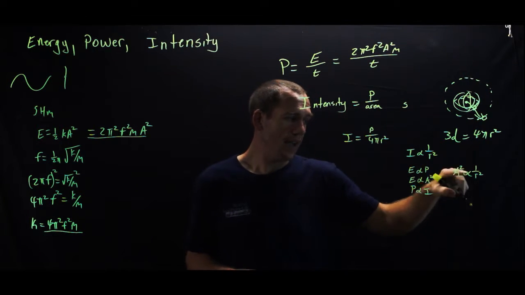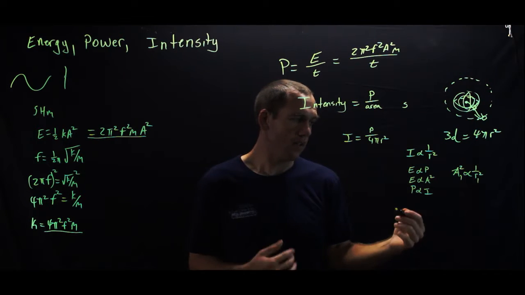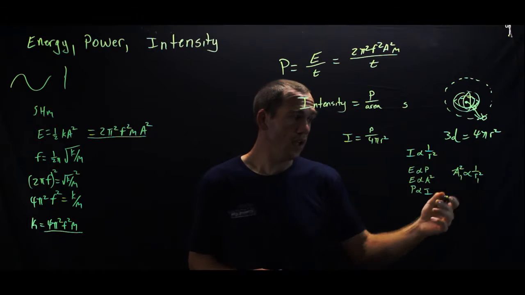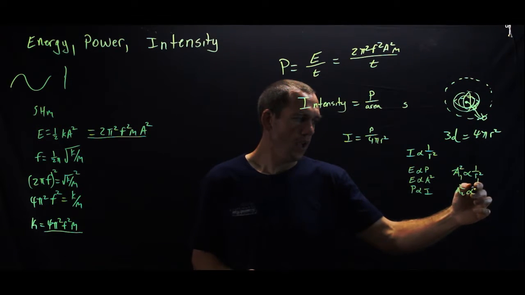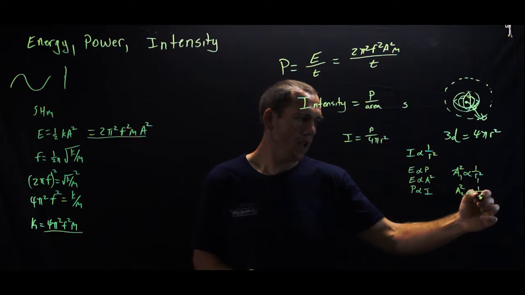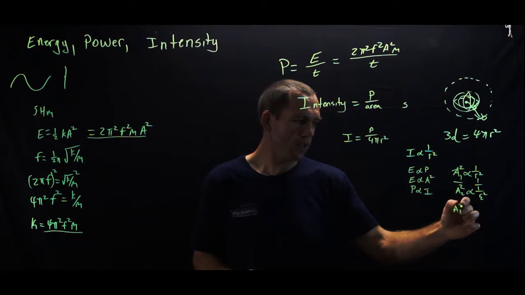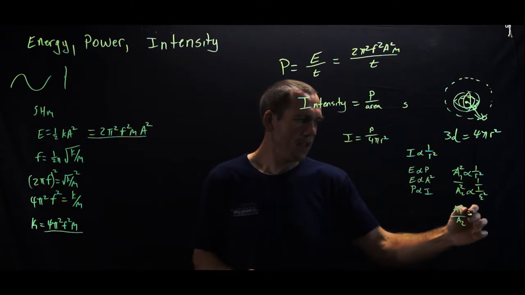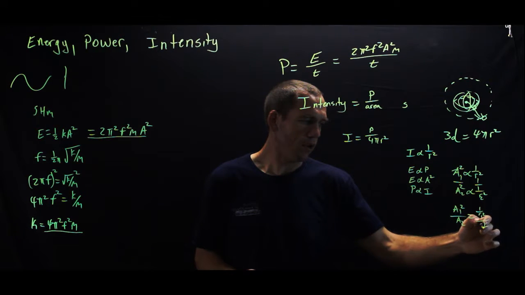Well, what if we compared the amplitude of a wave A1 at position 1 to the amplitude of a wave A2 at position 2? I'm just going to go ahead and divide these. Since they have a proportionality, I can rewrite this as an equals, so A1 squared over A2 squared is equal to 1 over r1 squared divided by 1 over r2 squared.